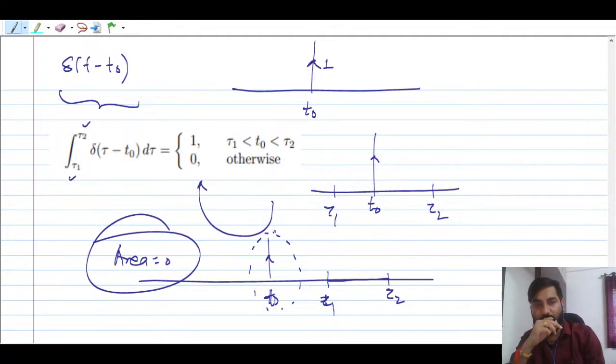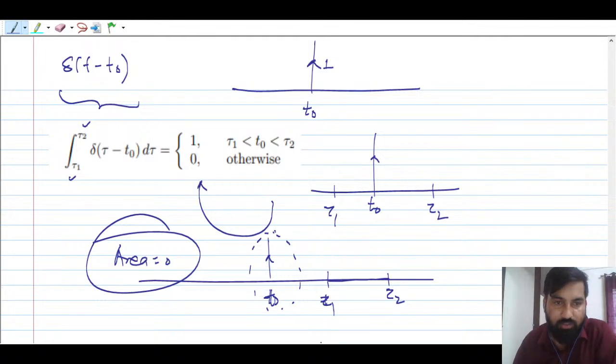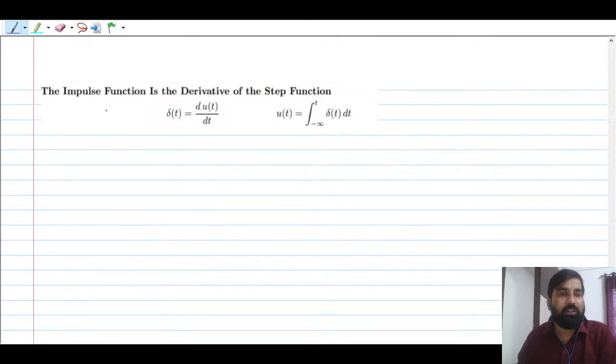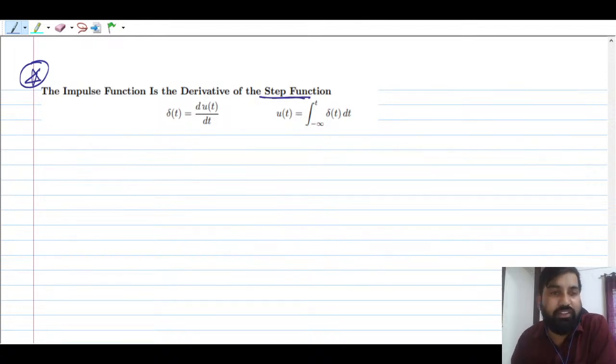And one more thing that I want to talk about here is the relation between the impulse and the step function. The impulse function is nothing but the derivative of the step function. So delta of t is d by dt of u of t, where u of t equals the integral from minus infinity to t of delta of t dt. This is one of the important relations that you have to remember.